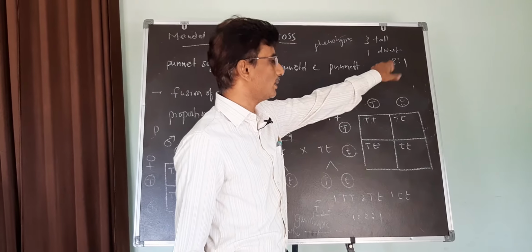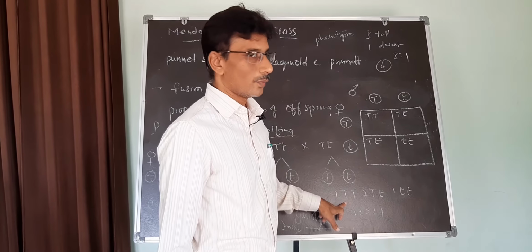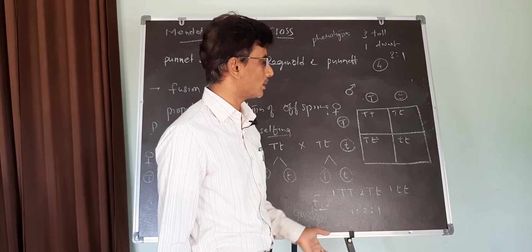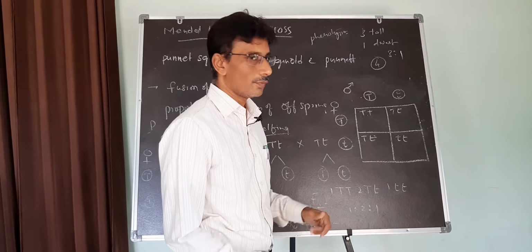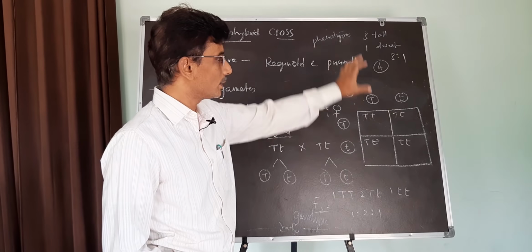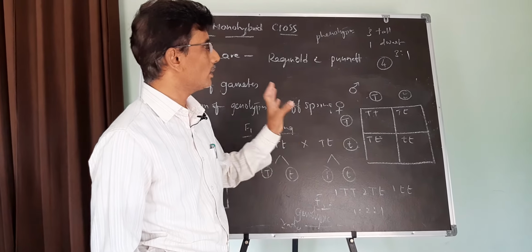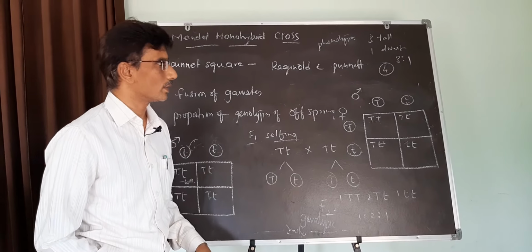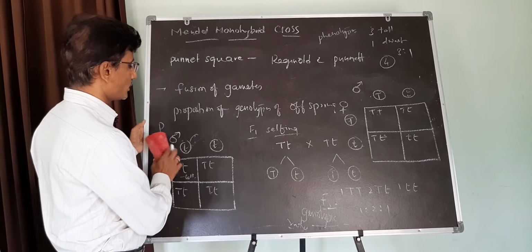But out of these 3 tall plants, 1 is homozygous and 2 are heterozygous. But how can you determine that? Phenotypically we can't identify whether it is a homozygous state or a heterozygous state. Even so, 75% of plants are tall plants and 25% of plants are dwarf plants. Okay, let us understand.